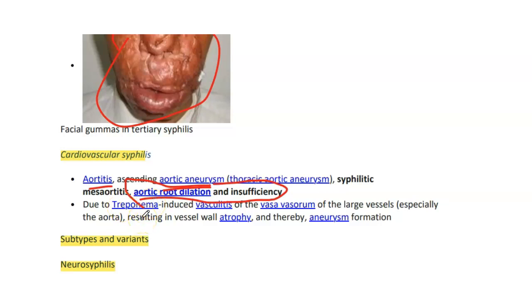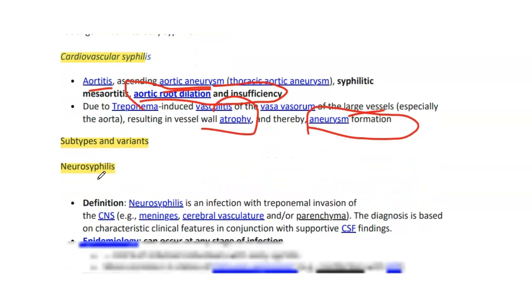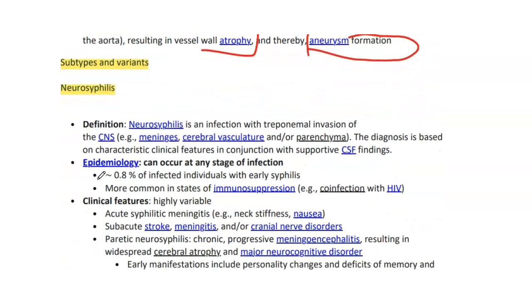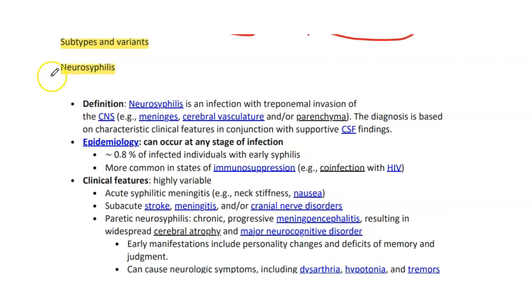This is due to treponema-induced vasculitis of the vasa vasorum of the large vessels, especially of the aorta, resulting in vessel wall atrophy and thereby dilation of the vessel, leading to the formation of aneurysms. Then we have subtypes of syphilis. So the first type is neurosyphilis.